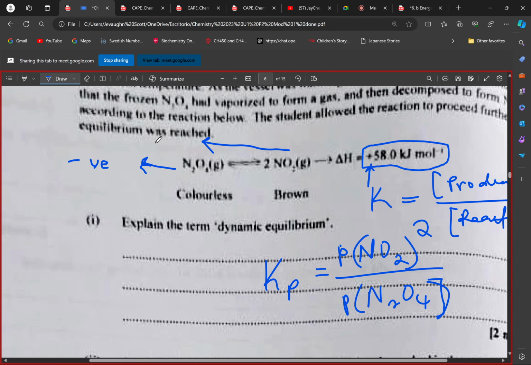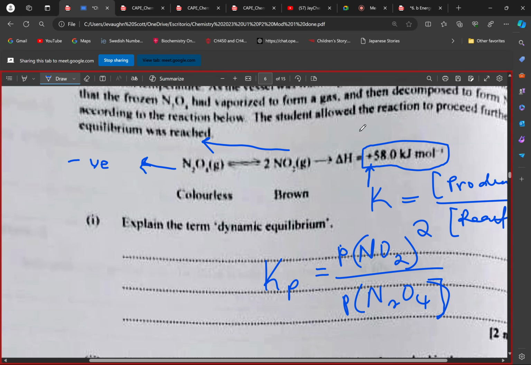I still don't understand. Okay, what is it that doesn't really make sense? How does this account for the temperature being 0? Because it's endothermic, that's why. Oh no, I don't understand.